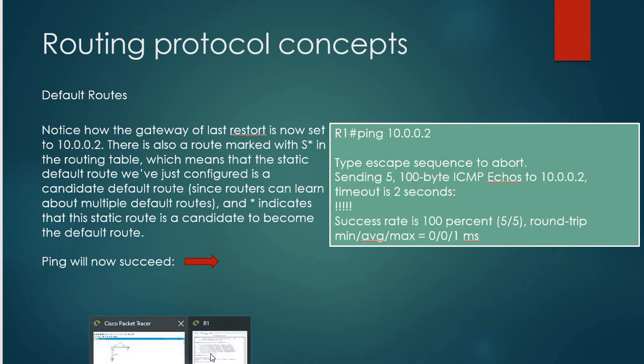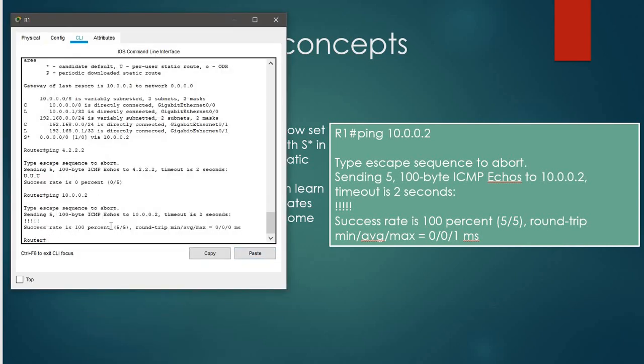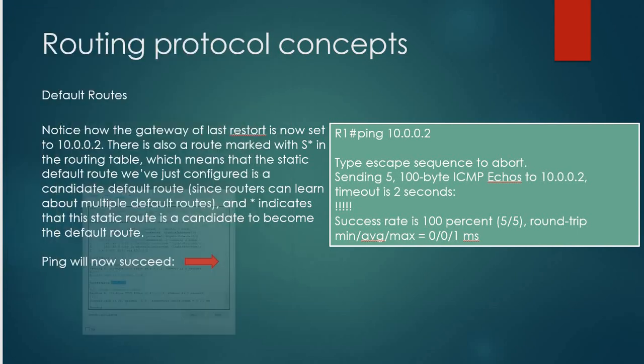Okay, now if I ping this one, then it replied successfully. This one. Okay, that's all for this default static route, and how to set those things in the default static routes.